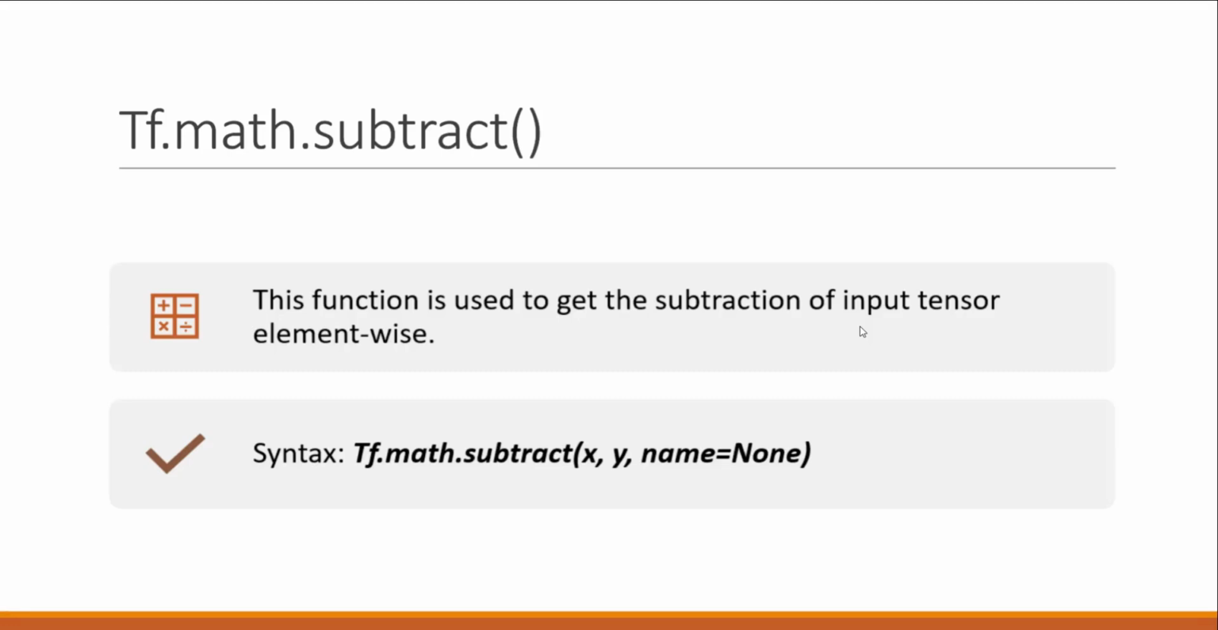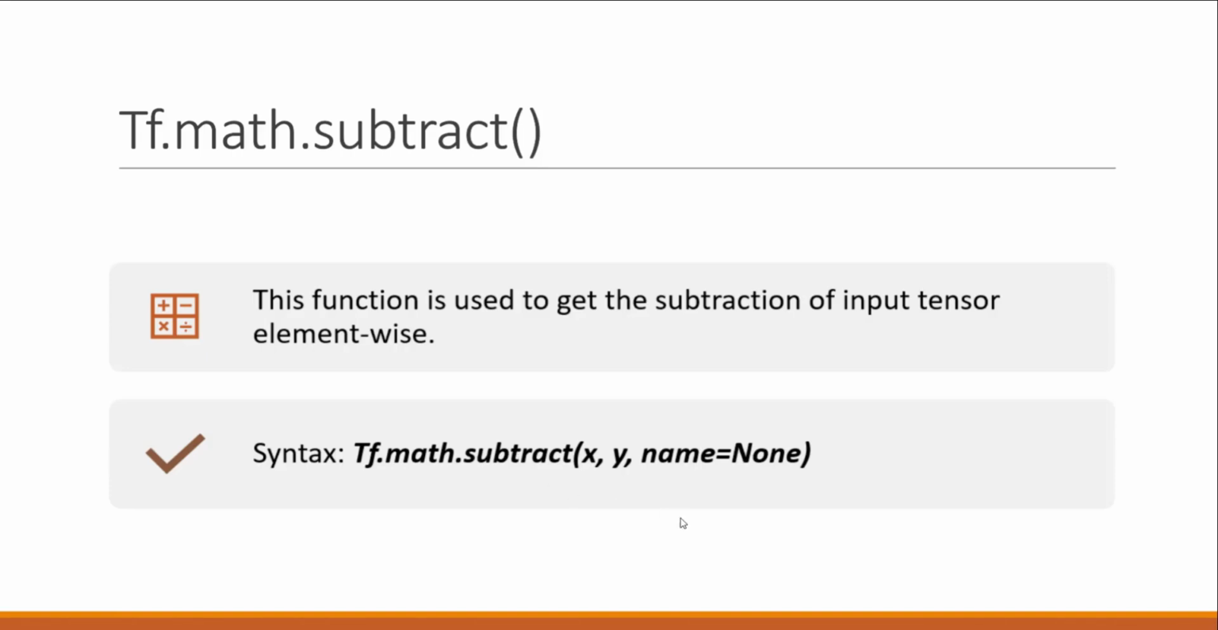So basically this function is used to get the subtraction of input tensors element wise. Here is the syntax of the tf.math.subtract function, and within this function we are going to use mainly two parameters in our example, that is x and y, and they specify the first and second input tensor on which the subtraction function will be applied.